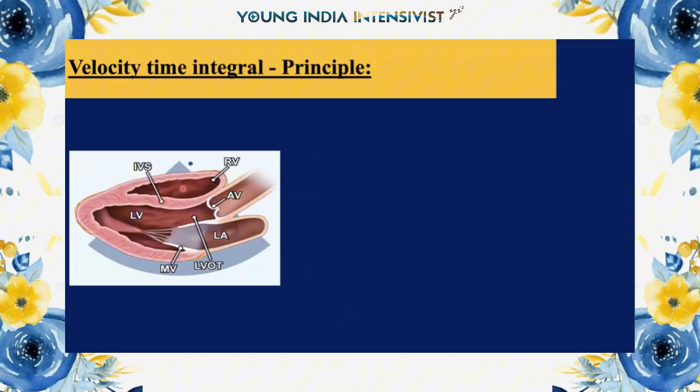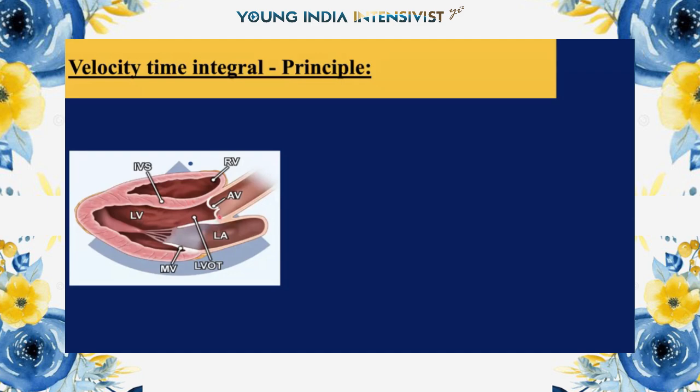If you keep your echo probe on the right side with the pointer towards your shoulder, this will be your right ventricle, interventricular septum. And this will be your left ventricle and left atrium.